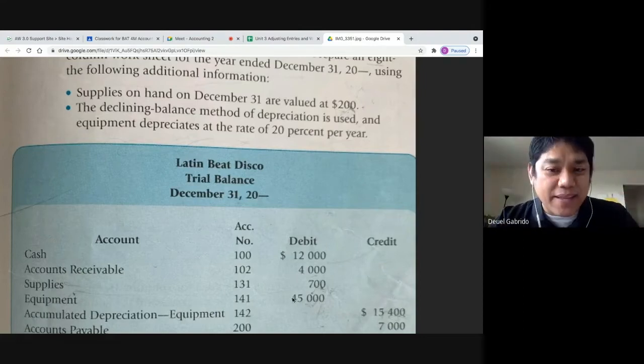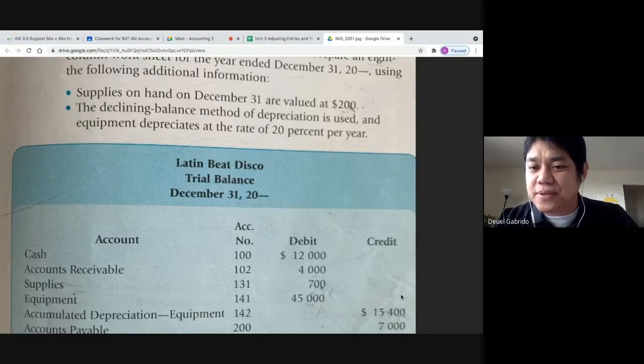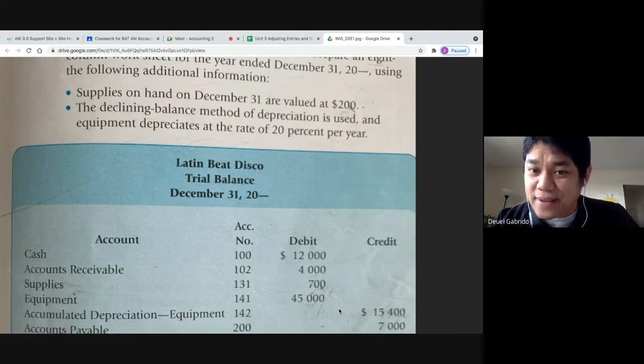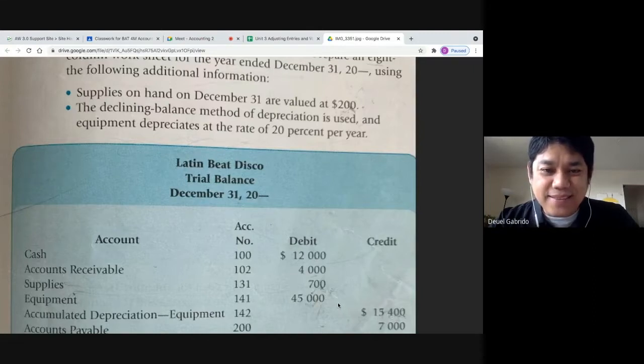They cannot be separated. So if I ask you, how much would be the book value of the equipment after taking away the depreciation? What do you do? You subtract the 45,000 by 15,400, and you will know the real value of the equipment. Do you understand that? Yes or no? It's silence. Silence means yes.